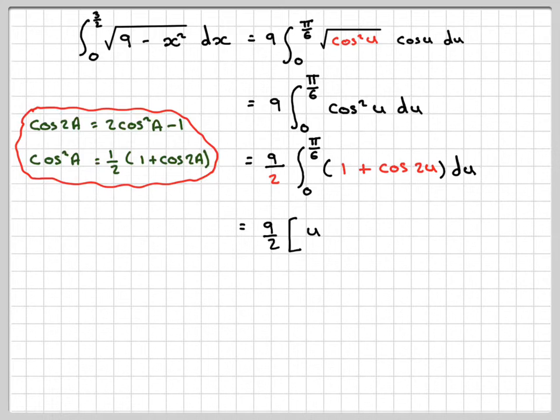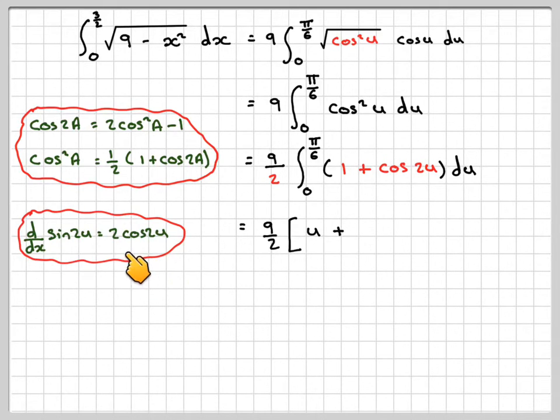So that's 9 over 2. Integrate 1, you get u. Integrate cos 2u. Well, we know that d dx of sine 2u is 2 cos 2u. Therefore, I need to compensate by putting a half in front in order to get what I want up here. So it's a half sine 2u. Now we need to put in the limits.